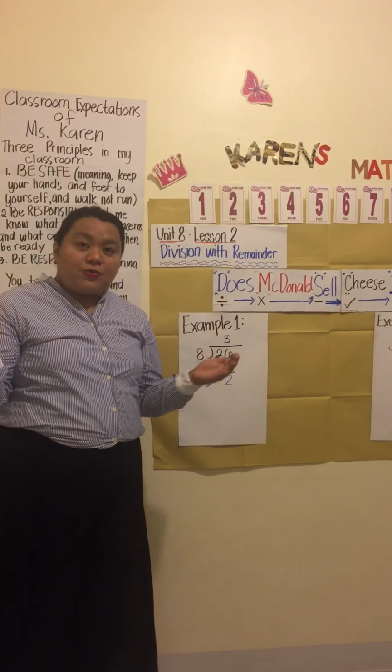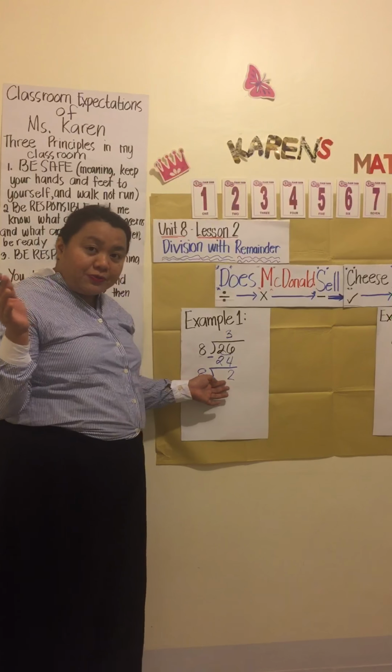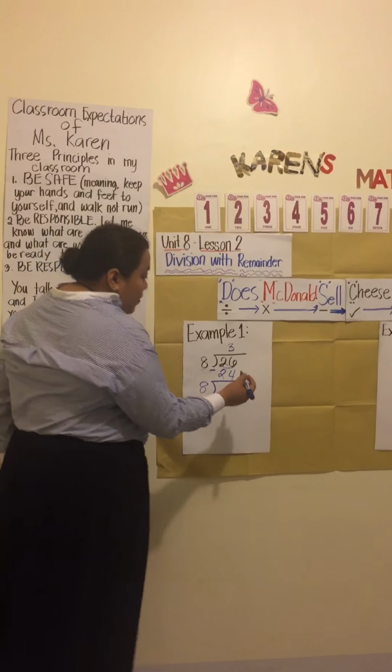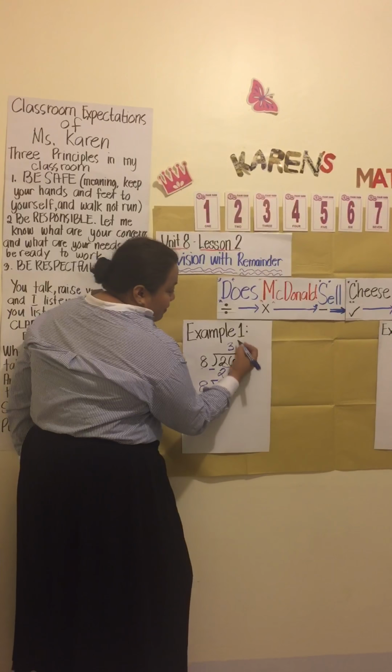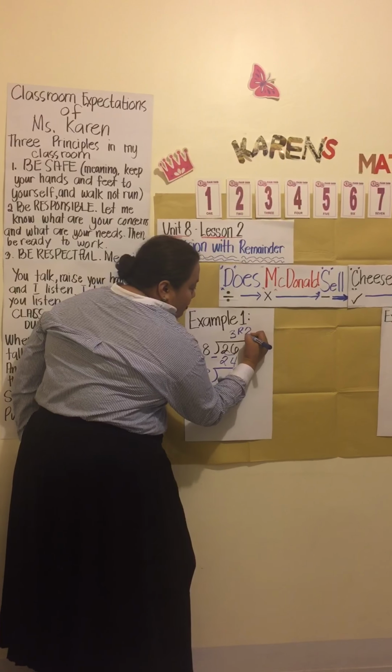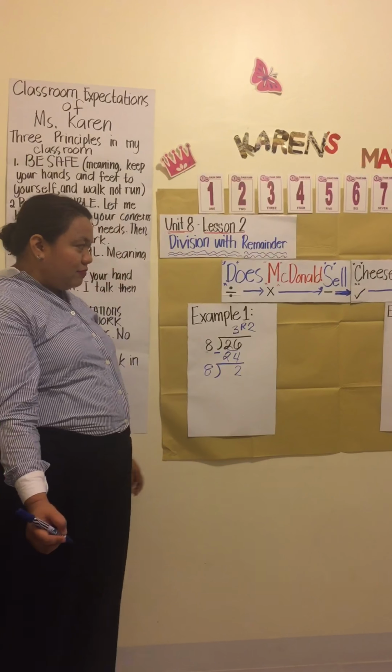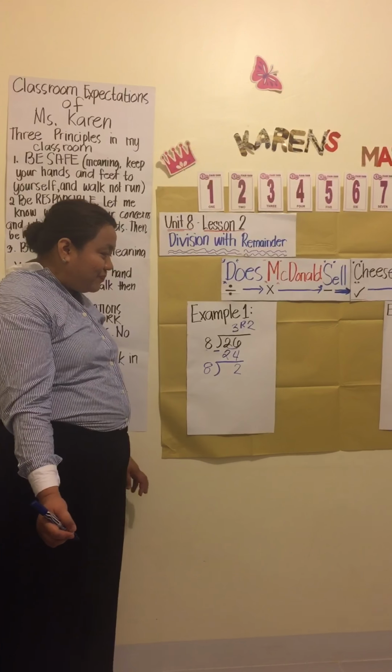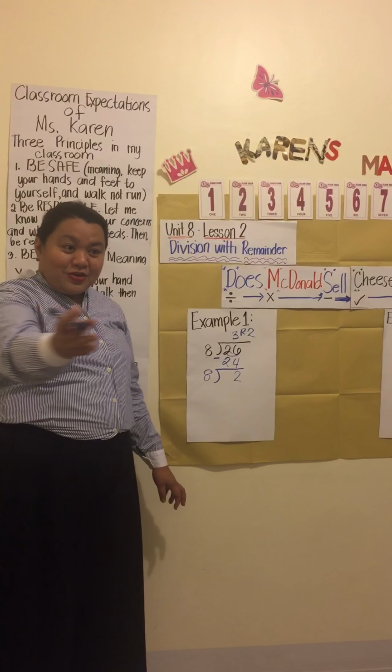So what are we going to do with our leftover number 2? We are going to write it beside here, but before that, we write the letter R and the number 2. Alright? Do you have any questions?